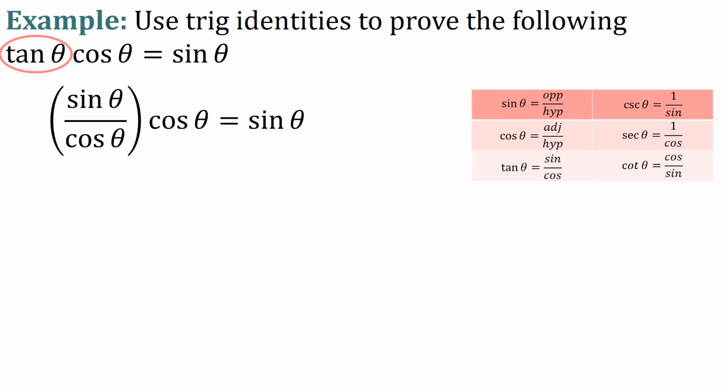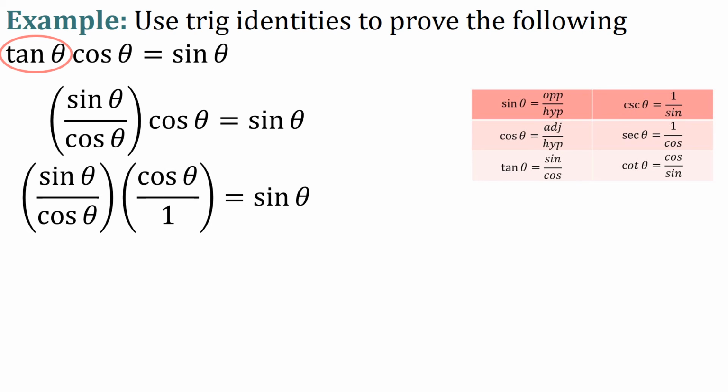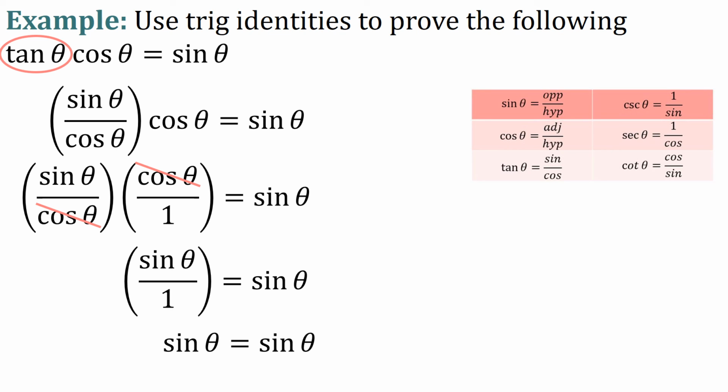Now this is a fraction, so to work with it, we need to look at cosine being a fraction, cosine over 1. I see a cosine theta on the top and a cosine theta on the bottom, so those divide out to 1, leaving me with sine theta over 1. But I know that anything over 1 is just that thing, so sine theta equals sine theta. So we have proved that identity.